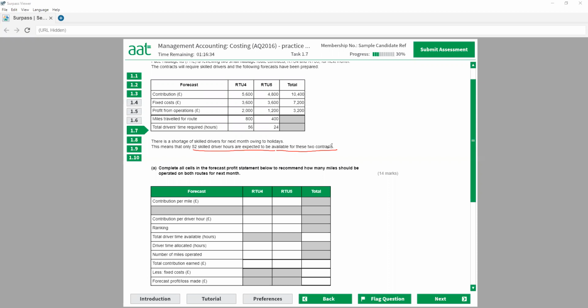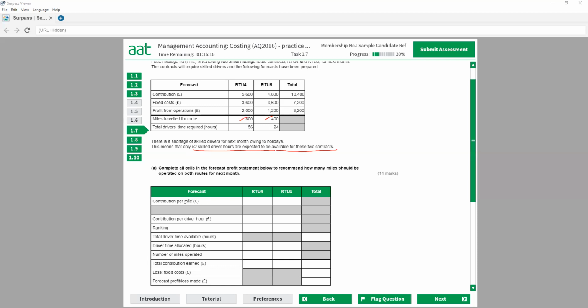So we have to see, can we fulfill all the demand? Can we travel all the 800 miles? Can we travel all the 400 miles? Because we have only 52 hours available from the skilled labor. So complete the table that will maximize the profit. So we'll have a look at that.